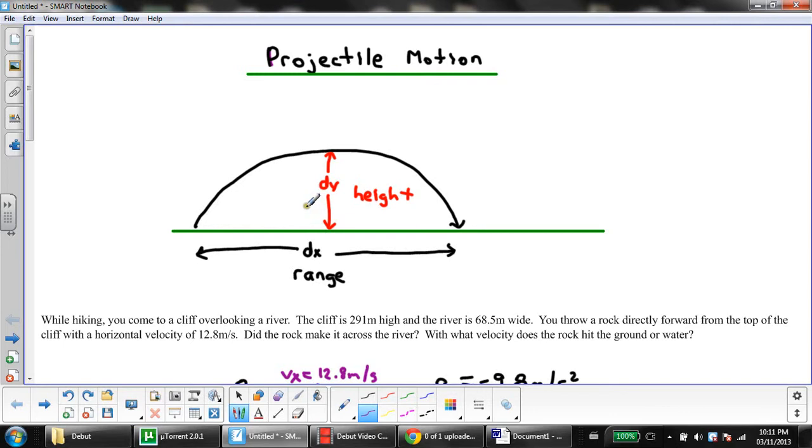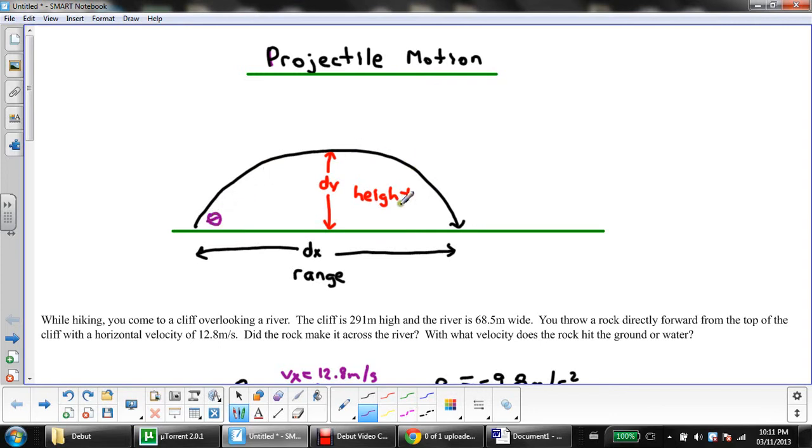Alright, our next video, also on projectile motion. Over this one and the next one, we're going to try a few sample problems together. Here's an object, a projectile, being thrown into the air at some angle theta.